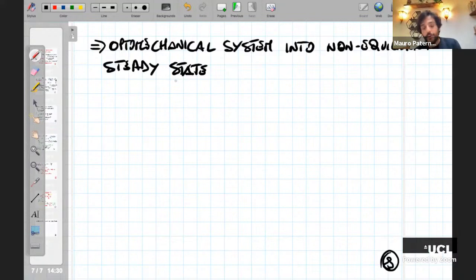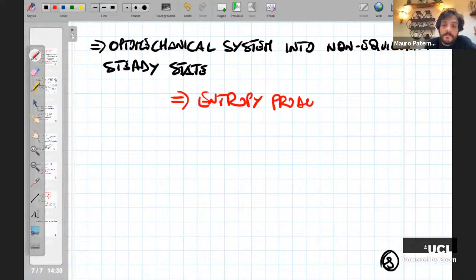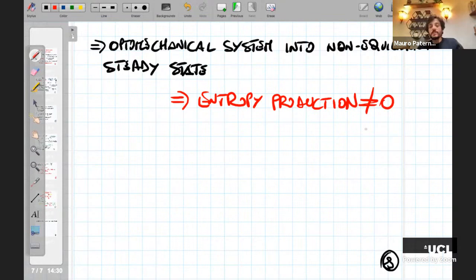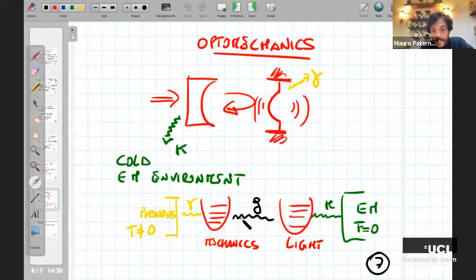What does it mean in terms of stochastic thermodynamics itself? It means that I should expect entropy production all the way, given that I have a non-equilibrium process that allows these two subsystems, the mechanics and the optics, to interact in time, exchanging energy at rate G. The light, so the optical part of my device, interacts with an environment at some temperature. The fact that it is virtually at zero temperature is only incidental, or accidental, so to say.